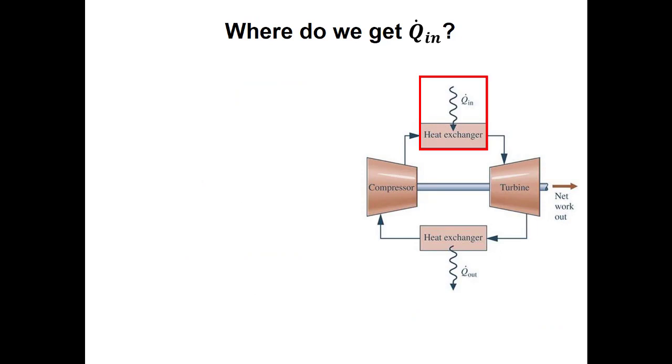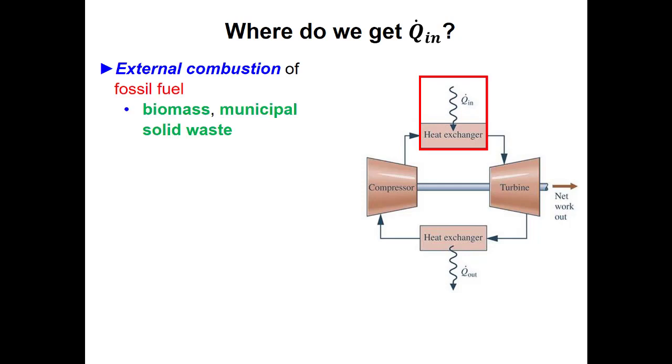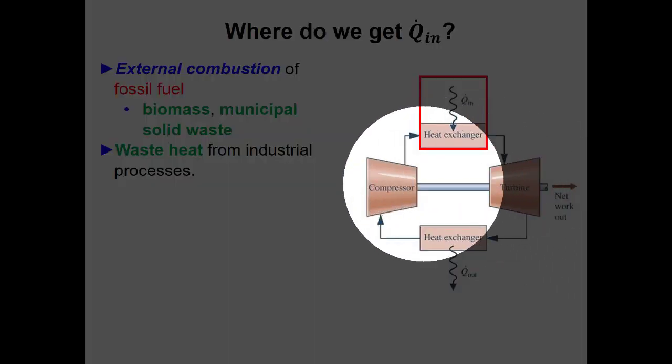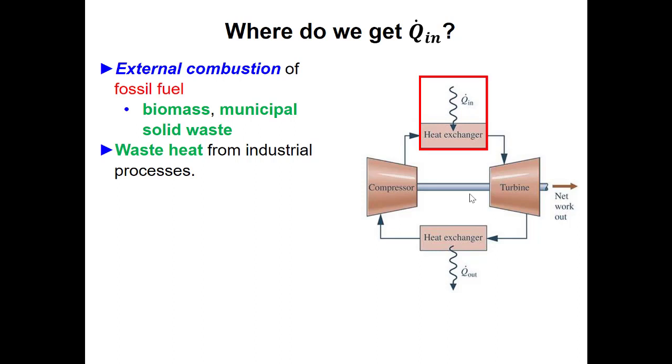So where do we get heat in? Here we're combusting a fossil fuel, natural gas in this case. Typically it's natural gas, but you can get the fuel from biomass or municipal solid waste. You can actually set these up so that you're taking waste heat in from another process. Let's say you had a Rankine cycle, and that Rankine cycle has to reject heat. What if that rejected heat became the input heat for this Brayton cycle? And then you cascade these systems together so that you're ultimately rejecting less heat to the environment, which is driving up your thermal efficiency.